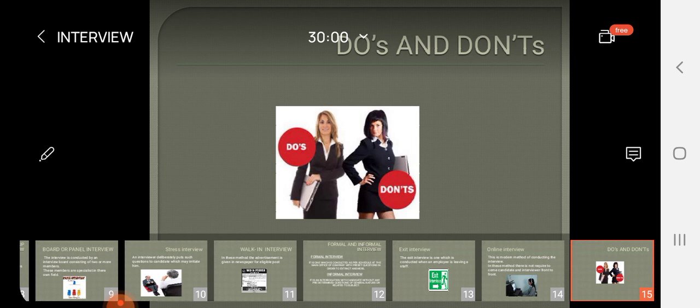Get up gracefully, collect all the papers and files, and do not hurry to leave the room. Be peaceful. Put the chair back in its place and shut the door noiselessly. Right? I hope you understand the do's and don'ts of the interviewee. Interviewee means candidate. I hope you understand this.